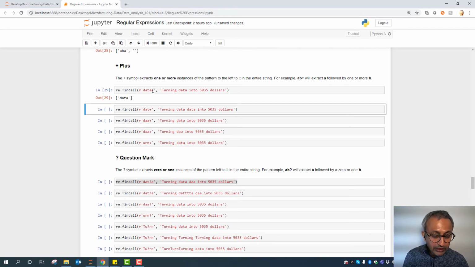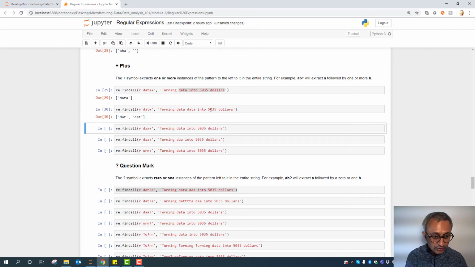So it's going to look for A. If there is no A after DAT in any of this string, it's not able to find that thing. So let's look at that. DAT plus is going to look for T, because there is one occurrence of T and two occurrences of T. So there are two T's. So you're going to extract DAT and DAT.